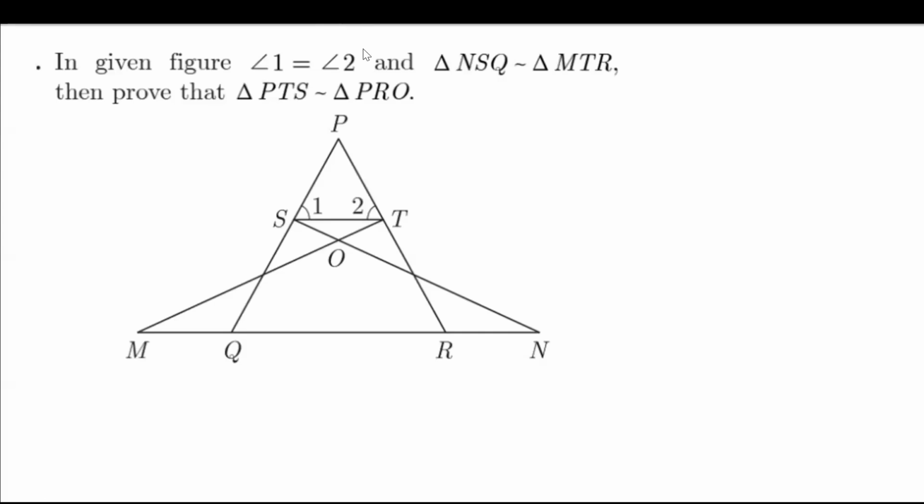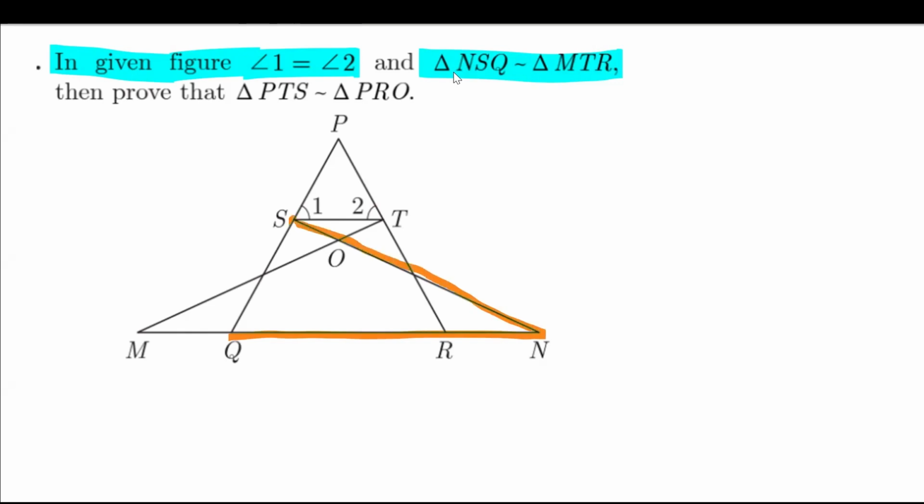In this question from the chapter triangles, it says in the given figure angle 1 is equal to angle 2. We are given this angle 1 is equal to angle 2. But I can see further that even the triangle NSQ, so where is triangle NSQ? This is triangle NSQ, right? This is given similar to what? MTR. So these two triangles are given similar.